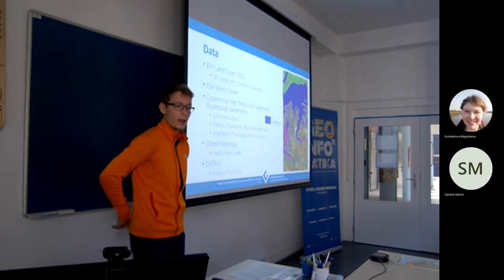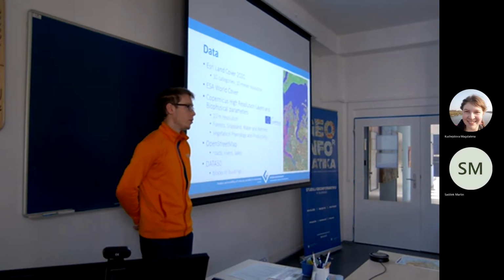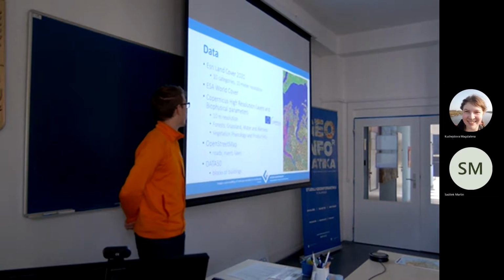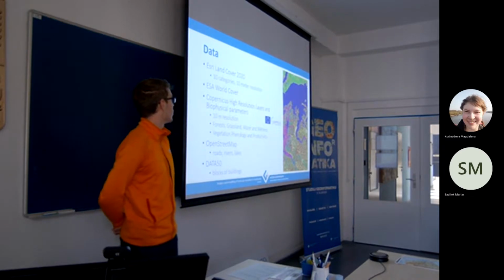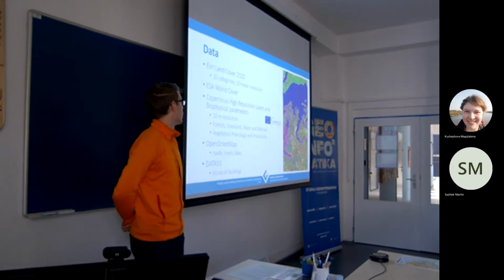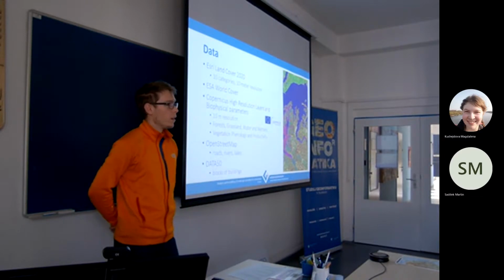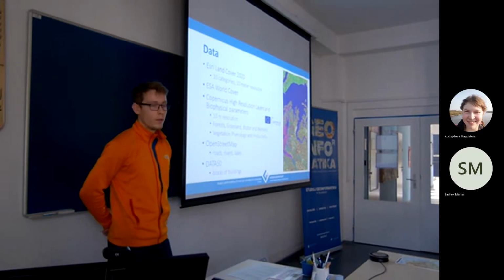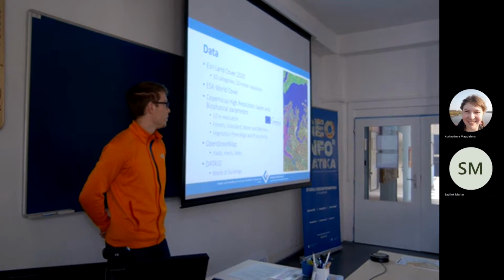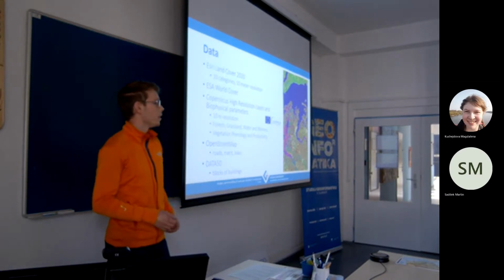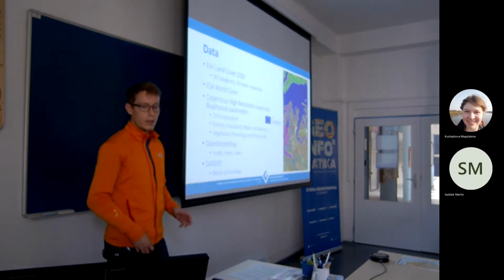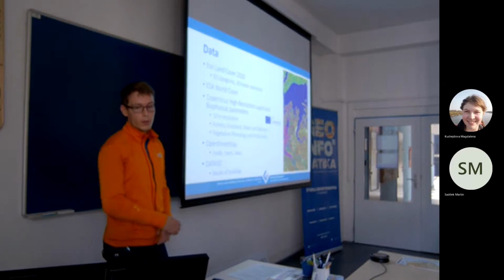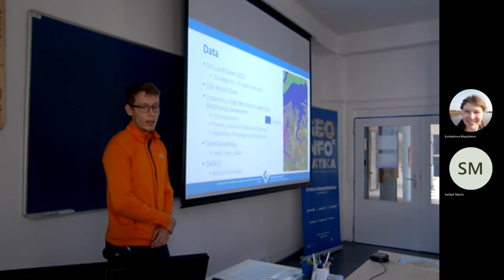Data sources. I have two options for land cover. We have the S3 land cover 2020 and the ESA World Cover. They are both derived from the Sentinel imagery, so they are quite similar. They have slightly different categories, about the same number of categories, and they are both in 10-meter resolution.